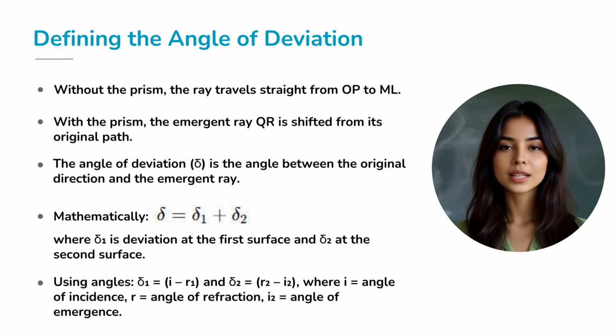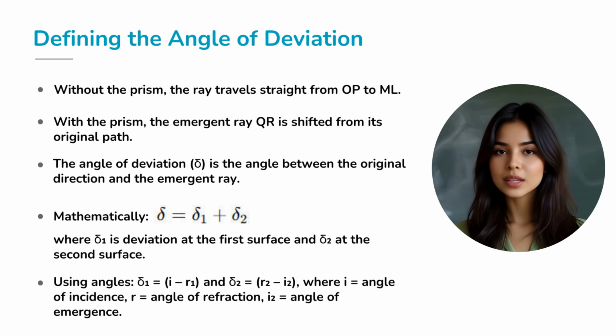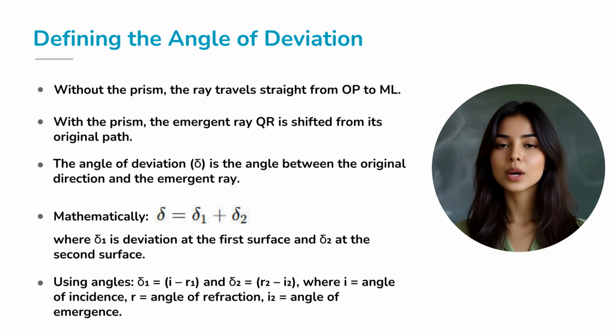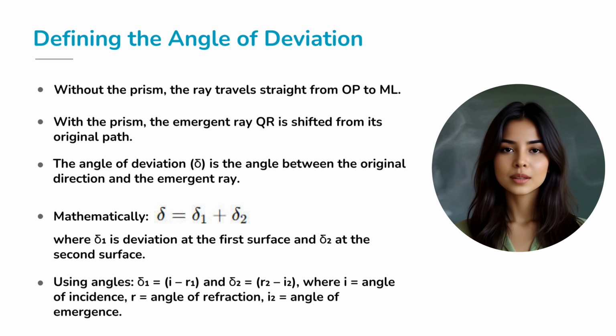Here, I is the angle of incidence, R is the angle of refraction inside the prism, and I2 is the angle of emergence. Finally, the total deviation is simply the sum of the 2. Delta equals delta 1 plus delta 2. So, in essence, the prism bends light twice, once when it enters and once when it exits, and together these bends give us the total angle of deviation.